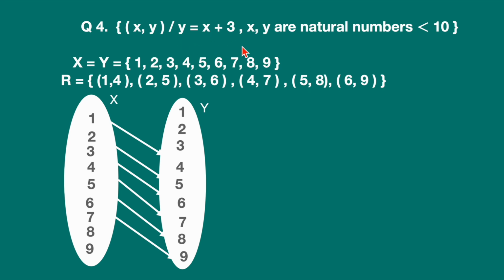Always remember that. Then to do the arrow diagram, write down the sets x and y like this and list out the x and y values, and then with an arrow you can draw these ordered pairs: 1 to 4, 2 to 5, 3 to 6, 4 to 7, 5 to 8 and 6 to 9. These are the arrows.